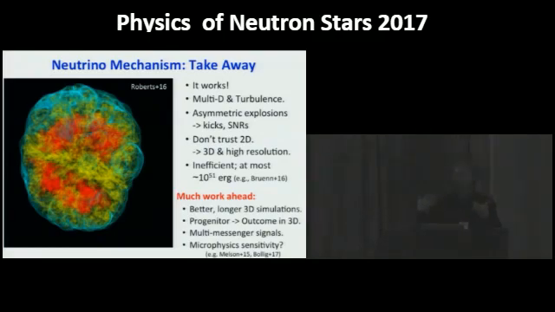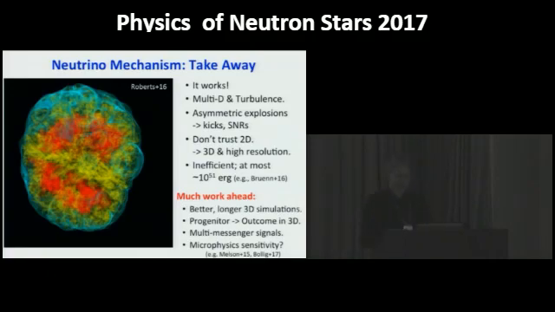We need to make predictions of what we will see for the next galactic supernova. And there may be some interesting physics in the neutrino and in the nuclear equation of state sector that has previously been ignored that could actually turn out to be very important. And the Garching group has actually done some really nice work on this.